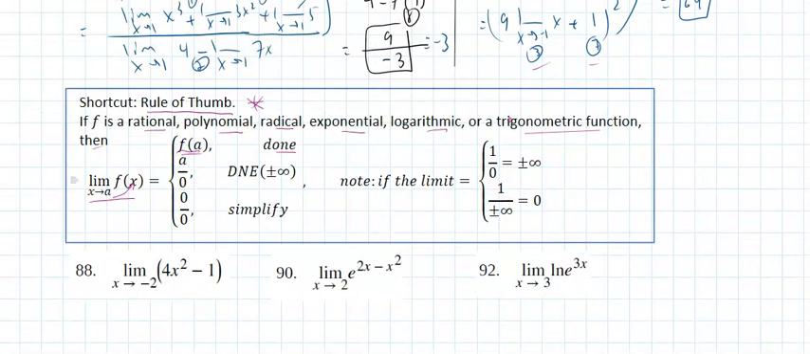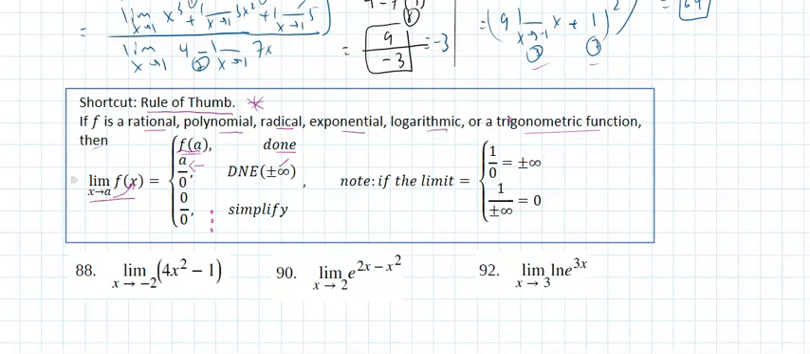If I get any number over 0, then my answer is either positive infinity or negative infinity. There I have to do a couple of points, and I'll show you how to do that. And you don't need a calculator for that. And if I get 0 over 0, which is going to happen most of the time, that's where the algebra is going to come in very handy.